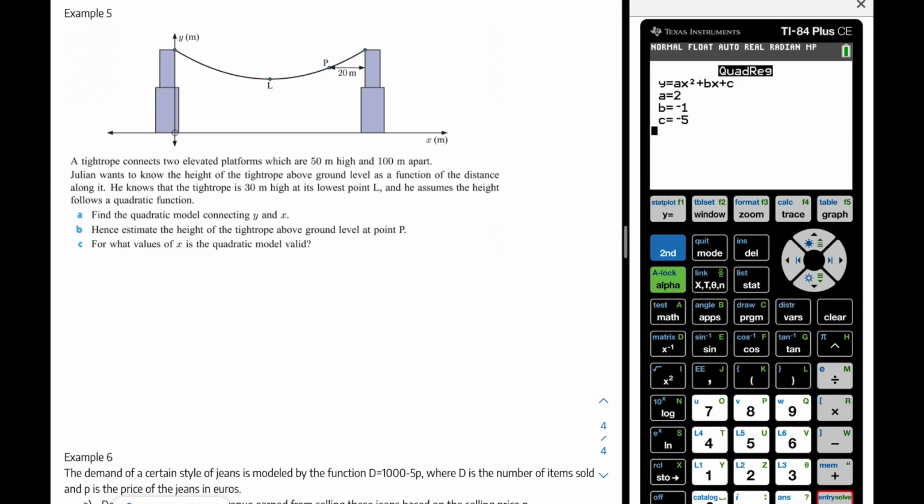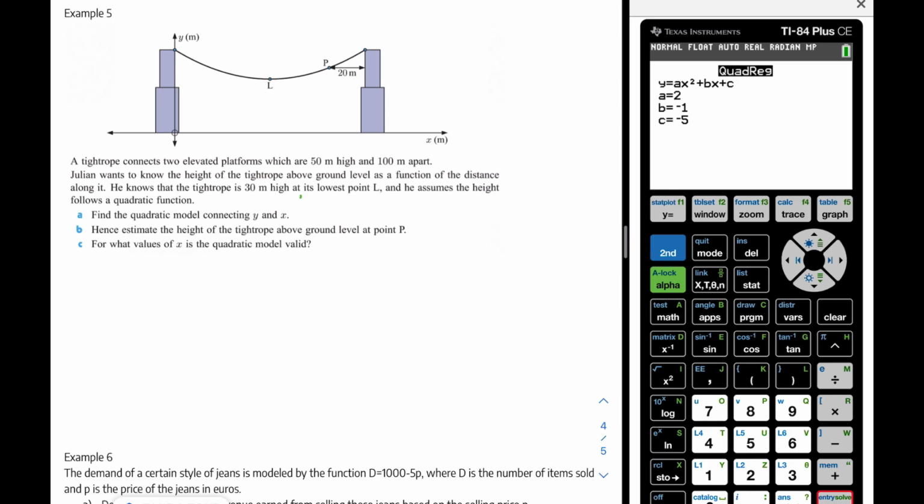A tightrope connects two elevated platforms which are 50 meters high and 100 meters high. Julian wants to know the height of the tightrope above the ground as a function of distance along it. He knows that the tightrope is 30 meters high at its lowest point, and he assumes the height follows a quadratic function. Find a quadratic model connecting y and x.